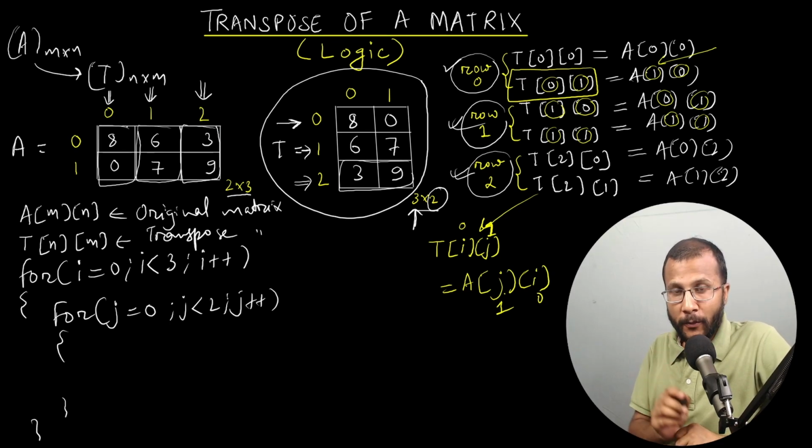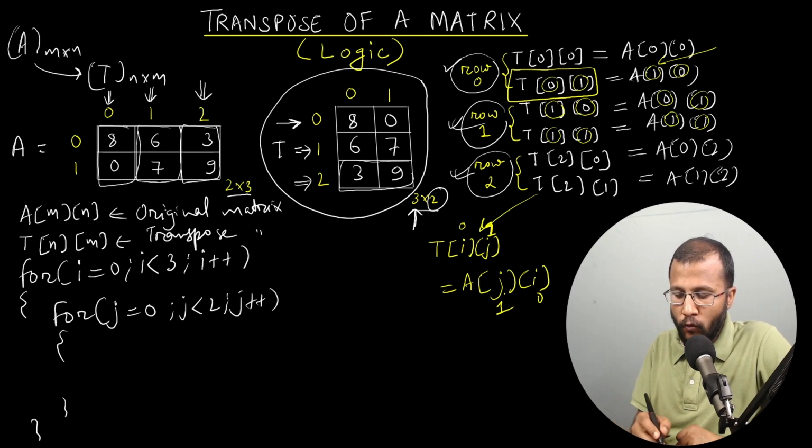Now let us try to make this code more generic. If you look at this original matrix A, you have 2 rows, so m is 2, and n, the number of columns, is 3.